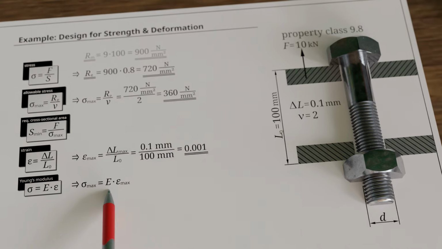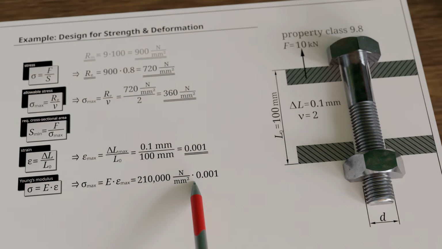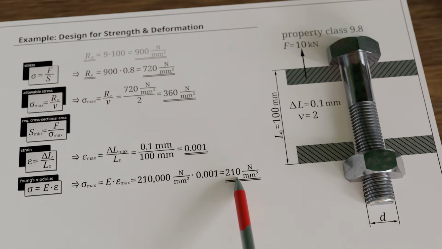Using the Young's modulus for steel of 210,000 newtons per square millimeter, we can now determine the corresponding stress that leads to this strain and must not be exceeded, as otherwise the distance between the 2 plates would increase by more than 0.1 millimeter. Note that in the formula, the strain is not inserted as a percentage, but as the value of the quotient of elongation and original length. In this way, we obtain a maximum stress of 210 newtons per square millimeter, which must not be exceeded.